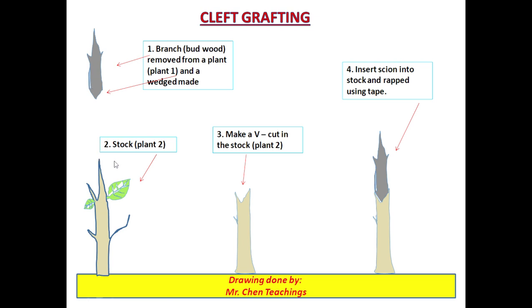Alright, number 2, you select your stock, which as I said is the Blackie mango tree. Number 3, you make a V cut in the stock. So you would actually make a V cut, which is here in the stock. Alright, so this V cut here should match this wedge up here. And then 4, you insert the scion into the stock and wrap with tape. So of course here, you see where the scion now is inserted into the V cut. And then you would secure it with your tape and observe for growth. Alright, so that's basically the cleft method. Just observe that the wedge is what makes the difference.